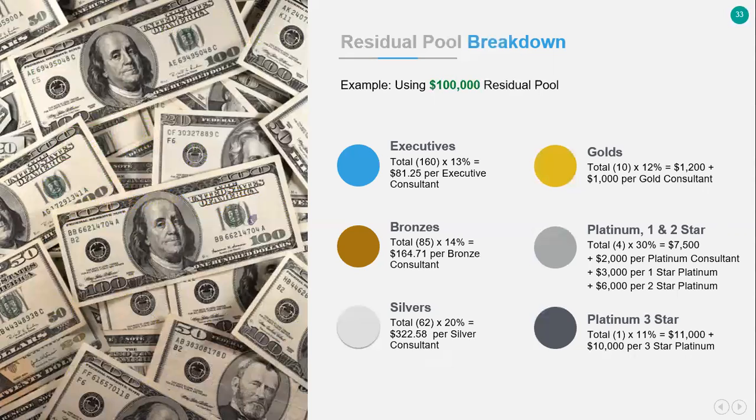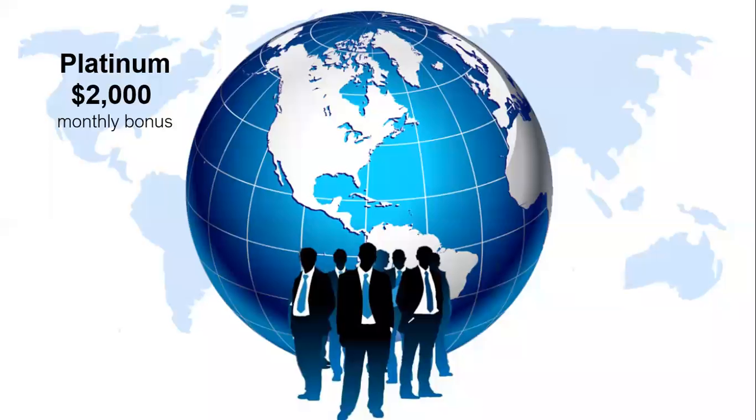$2,000 per each platinum consultant, $3,000 for the 1-star platinums, and $6,000 for the 2-star platinums. Now, the 3-star platinums would get 11% or $11,000 plus $10,000 per 3-star platinum. So really all you have to do is just use the example and read through the residuals of each one of the levels that's listed on the slide.